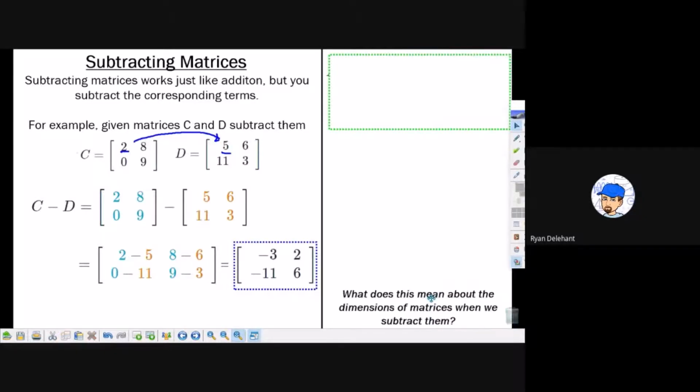Let's see if we can answer this question now. What does that mean about the dimensions of matrices when you subtract them? Since they're the same type of operation as addition, that also means that the matrices must have the same dimensions. So the dimensions to be subtracted must be equal. They must be the same. We can't take a 3 by 3 matrix and subtract a 2 by 3 matrix. We have to have the same number of elements in each one to make it work. And they need to be in the same positions as well.